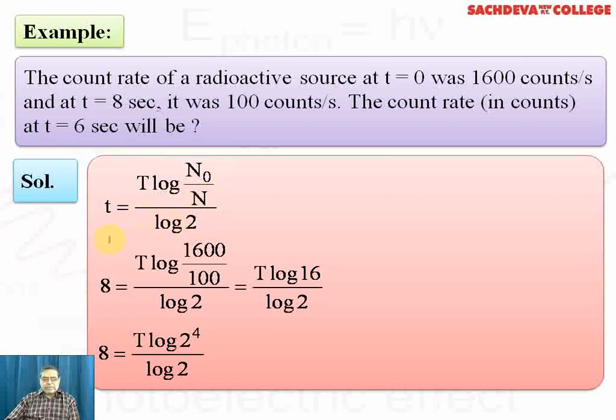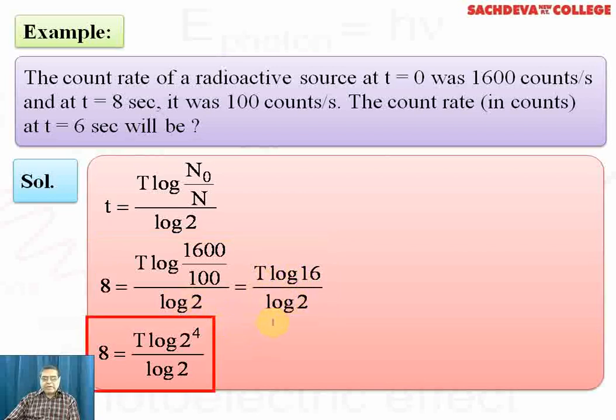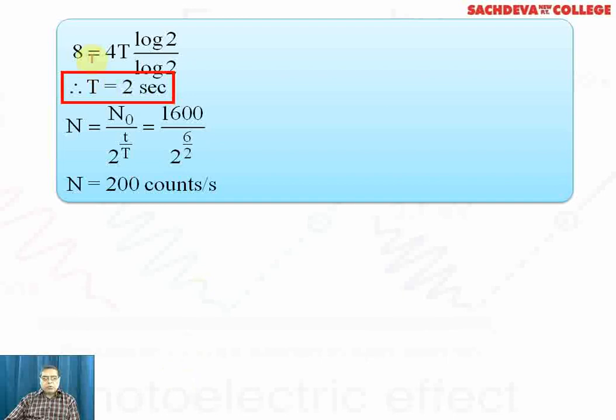Then the values are given to us. For small t, we'll put 8, and initial count is N naught, so it is 1600. Final count is 100, so for N we will put 100, divided by log 2, and we will get the net result, that is T multiplied by log 16 over log 2. Log 16 can be written as log 2 to the power 4, and it will be written as 4 log 2, so log 2 will cancel off, and it will become 4T is equal to 8, and T will be equal to 2. So when T will be 2 seconds, the number of counts in 2 seconds will be 200 counts as according to the question.